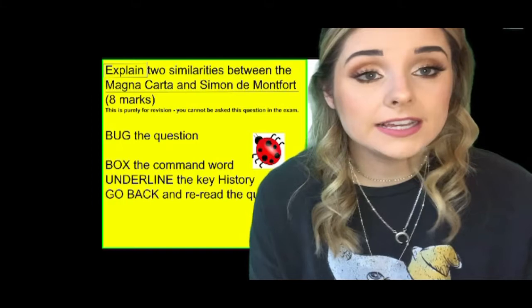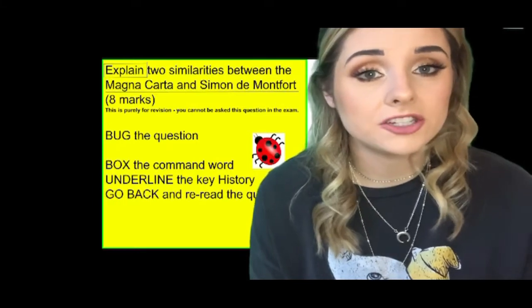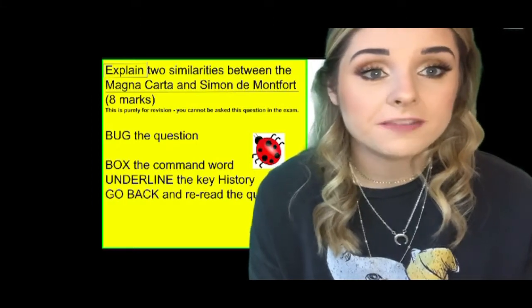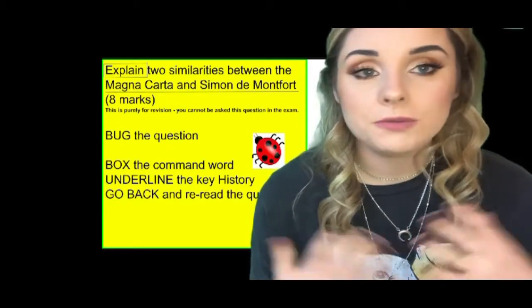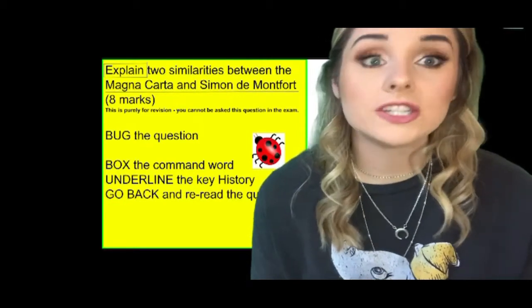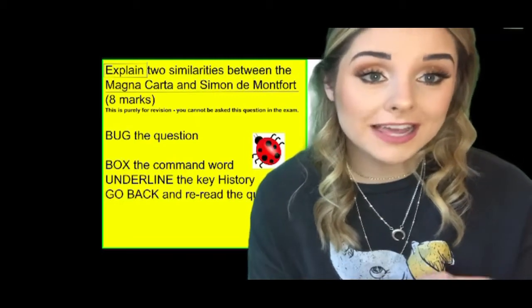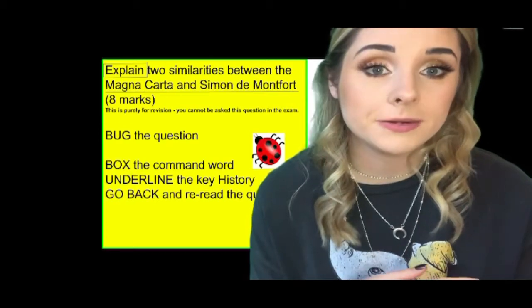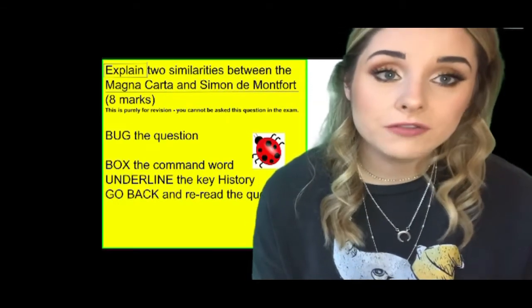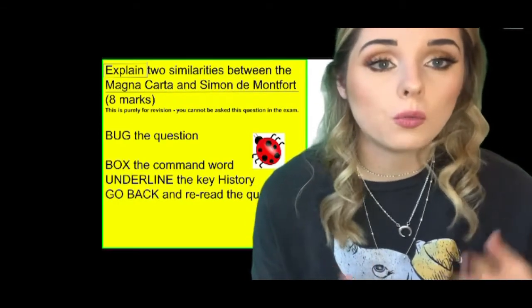The first thing that you do when you see an exam style question is you bug the question. I've put a little ladybird there to help you remember. So what you do is you bug it. Box the command word, which is explain. Underline the key history. I've underlined there Magna Carta and Simon de Montfort. And then you go back and reread the question just to make sure that you know what you're doing.